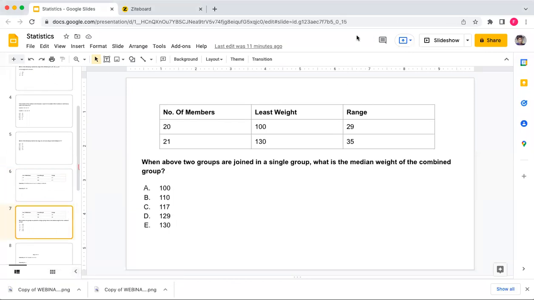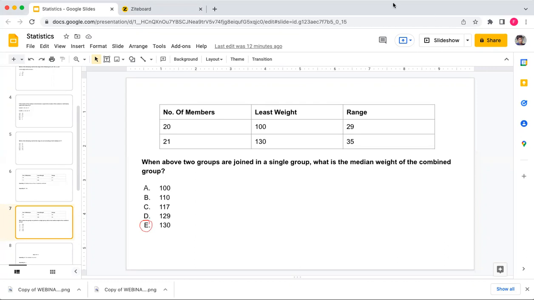And now solve this question. This is a bit similar to the last question, but try to solve it and be quick. Okay, so someone is saying it is E.